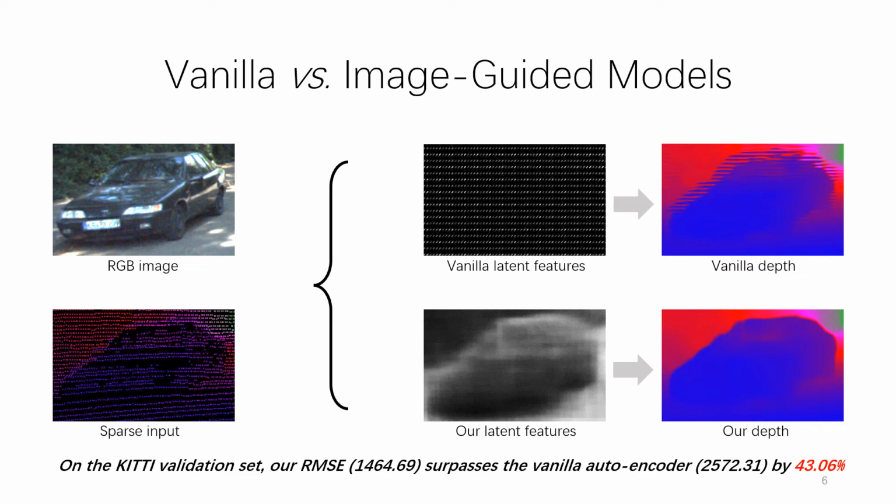By contrast, our image-guided latent features can properly reflect the car structure, and the output depth is more accurate visually around the boundary. Note that on the KITTI validation set, our RMSE surpasses the vanilla autoencoder by more than 40%. This huge improvement further indicates the effectiveness of our proposed intermediate image guidance.